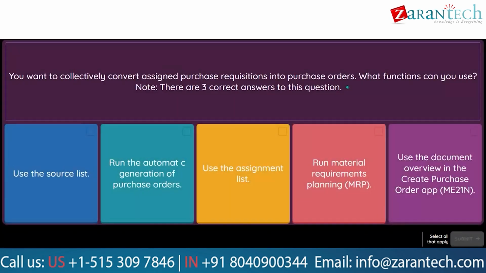Question: You want to collectively convert assigned purchase requisitions into purchase orders. What functions can you use? Note: there are 3 correct answers to this question. Option 1: use the source list. Option 2: run the automatic generation of purchase orders. Option 3: use the assignment list. Option 4: run material requirements planning, MRP. Option 5: use the document overview in the Create Purchase Order app, ME21N.